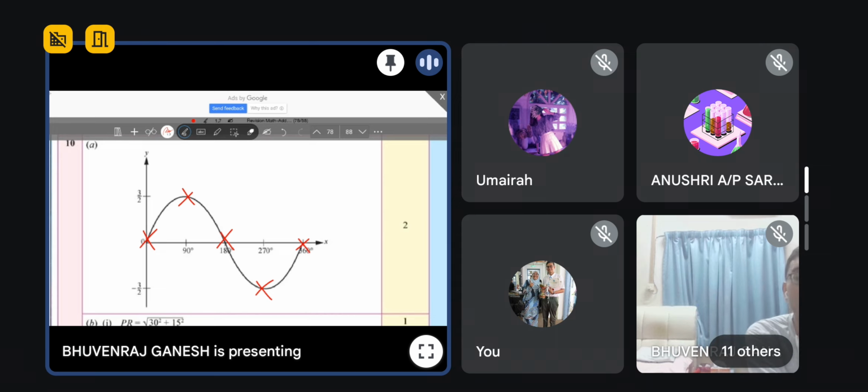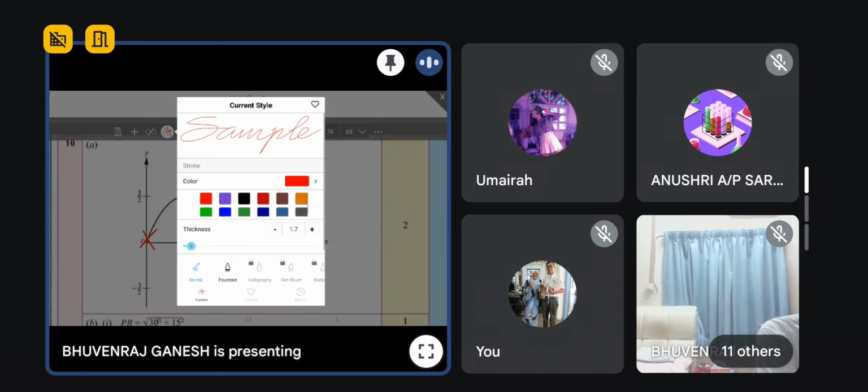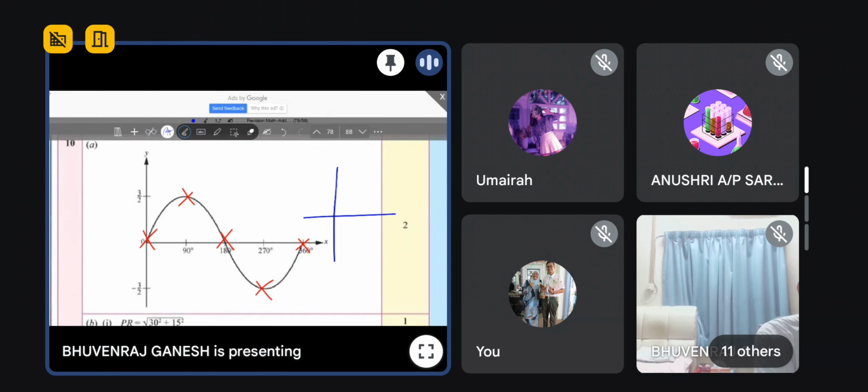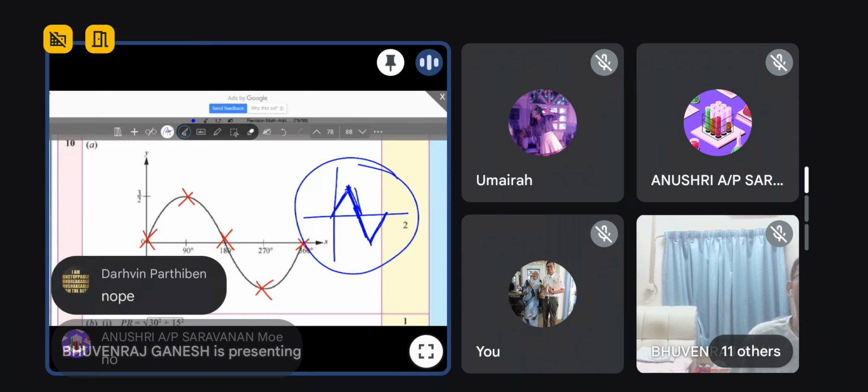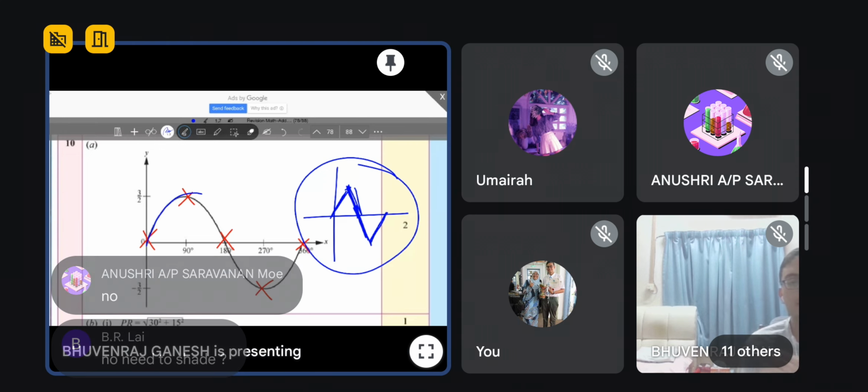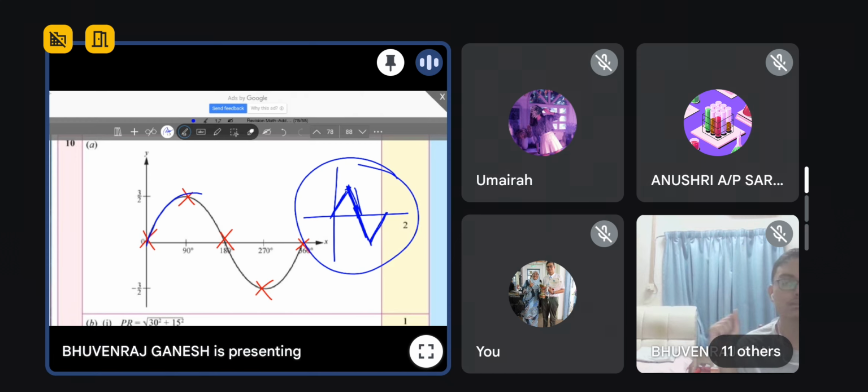Make sure when you connect the points, bila sambungkan titik, okay, let's say your graph is like this. Okay, if I draw like this, is this graph correct, guys? Is this a sine graph? Yes or no? If I draw my sine graph like this, okay, take note, it must be a curve. Okay, kena lengkung. No need to shade, just draw one line only. You better try to draw one shot, guys. Cuba practice lukis one shot.